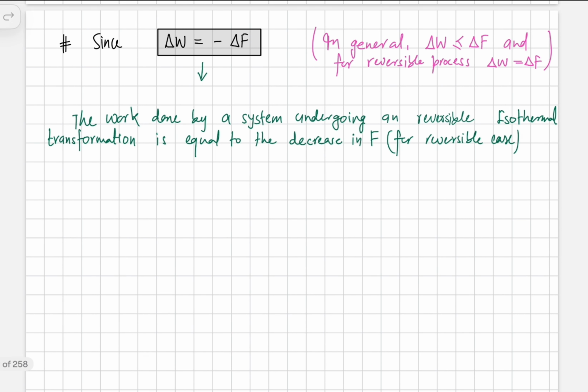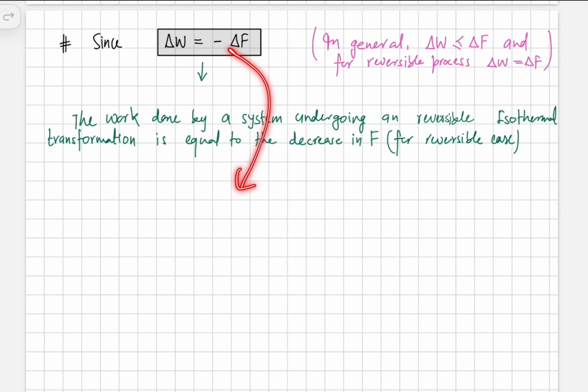But I have shown the derivation for Helmholtz free energy, right? We know this thing, that work done is equal to minus delta F. So the work done by a system undergoing a reversible isothermal transformation is equal to the decrease in F. So at least at this level, you know, temperature is constant. Only then do we have this equation holding, right? This is clear. So this is the point when the temperature comes into the picture and temperature is fixed.